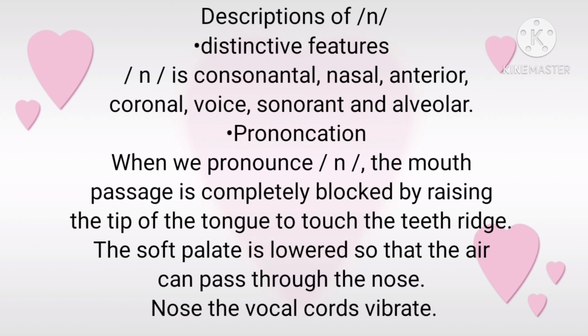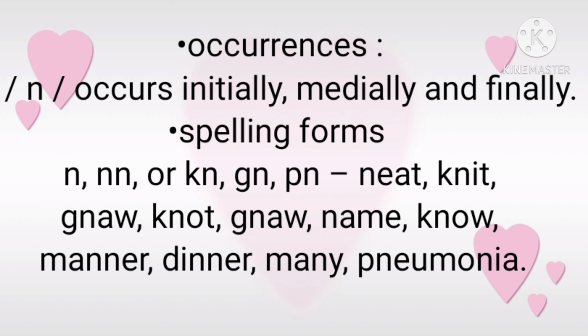Pronunciation: when we pronounce N, the mouth passage is completely blocked by raising the tip of the tongue to touch the teeth ridge. The soft palate is lowered so that the air can pass through the nose. The vocal cords vibrate. Occurrence: N occurs initially, medially, and finally. Spelling from N, double N: organ, gun, pen, need, now, not, name, no, manner, dinner, many, phenomena.